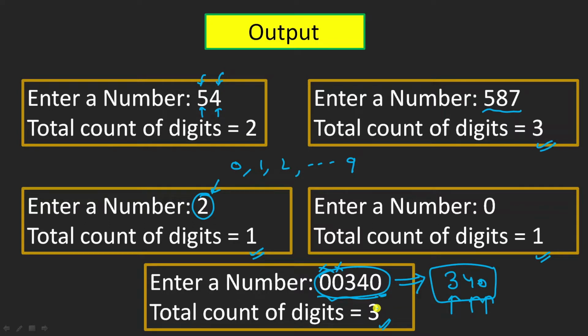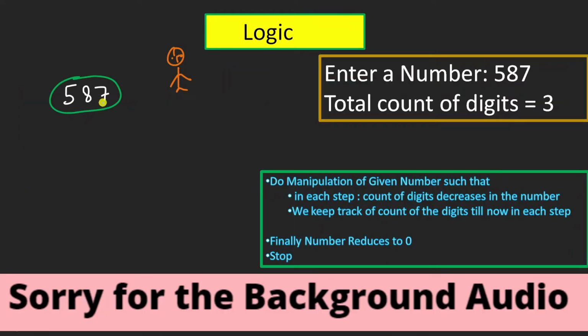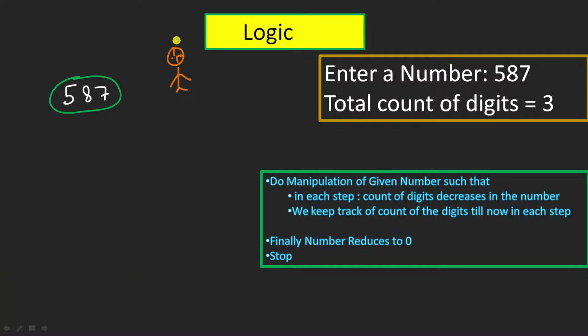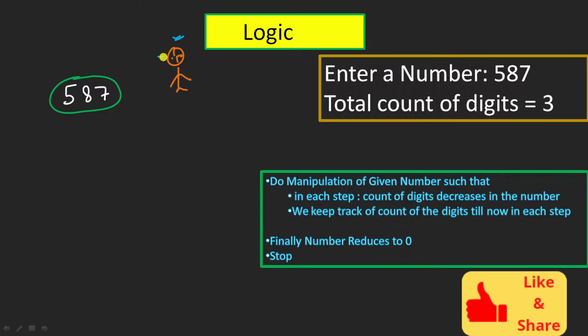Now let's understand how we can solve this question. What is the logic to solve it? Let's take the number 587. There are a total of 3 digits in this number. To understand the logic, imagine you are standing here, and all the digits of the number 587 are combined together, packed inside a box. As a user you can just see this box, and you want to count the total digits in this number one by one.